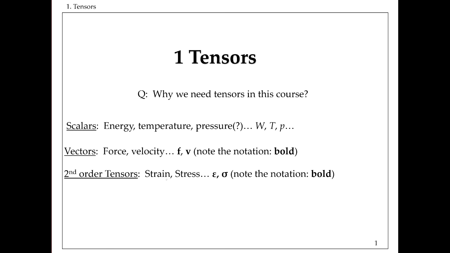This will be very familiar from mechanics of materials and other basic courses: the so-called strain and stresses. You remember that for strain and stresses we had matrices, with nine entries, a 3 by 3 matrix in three dimensions. We didn't treat them as tensors yet, but it's already very close.